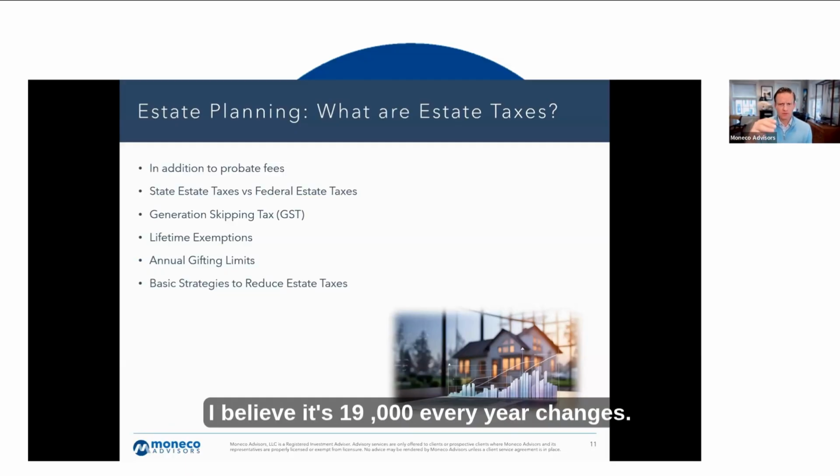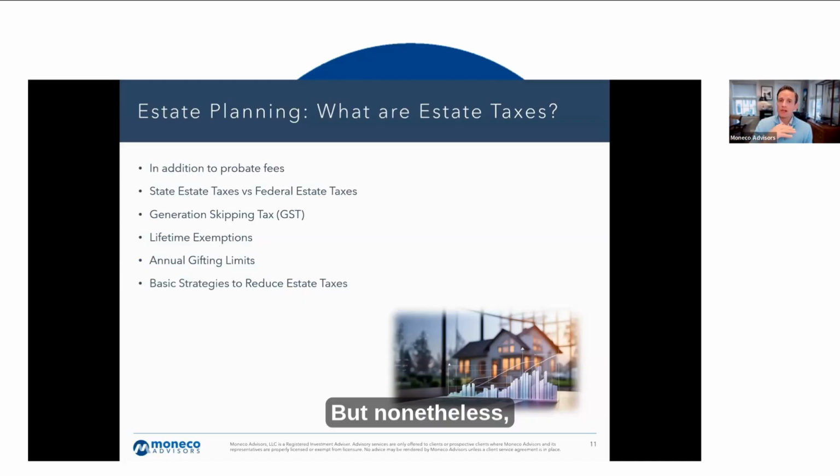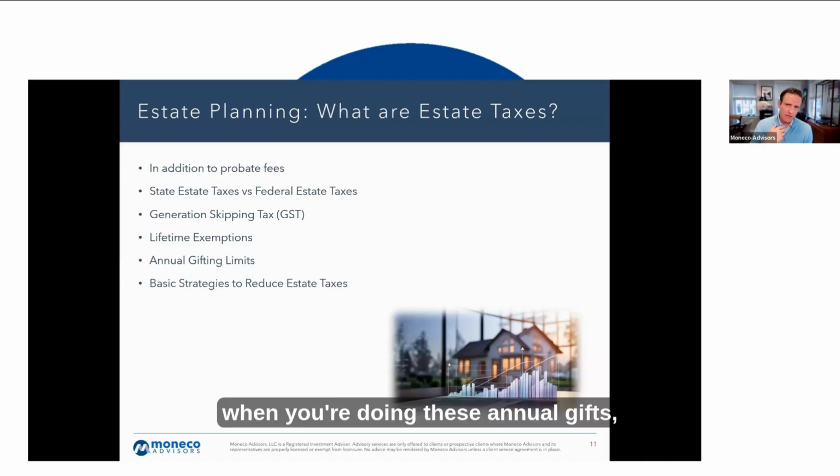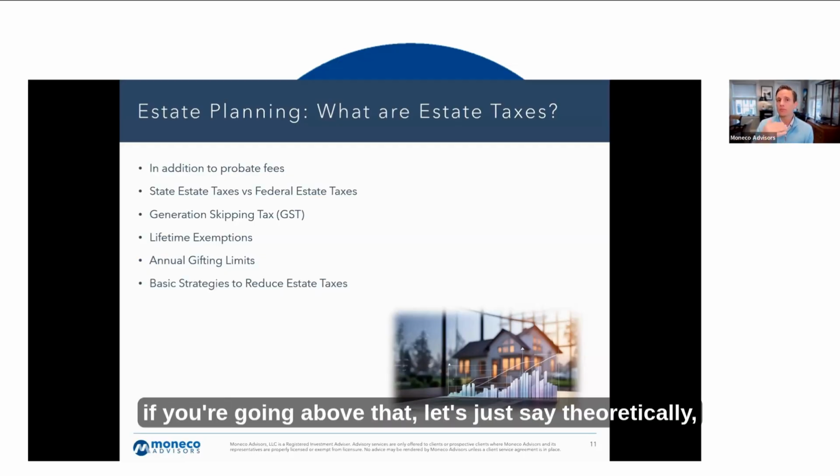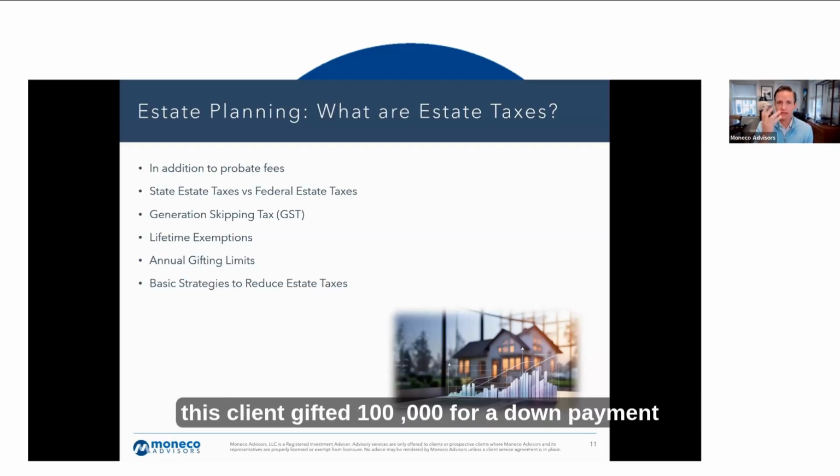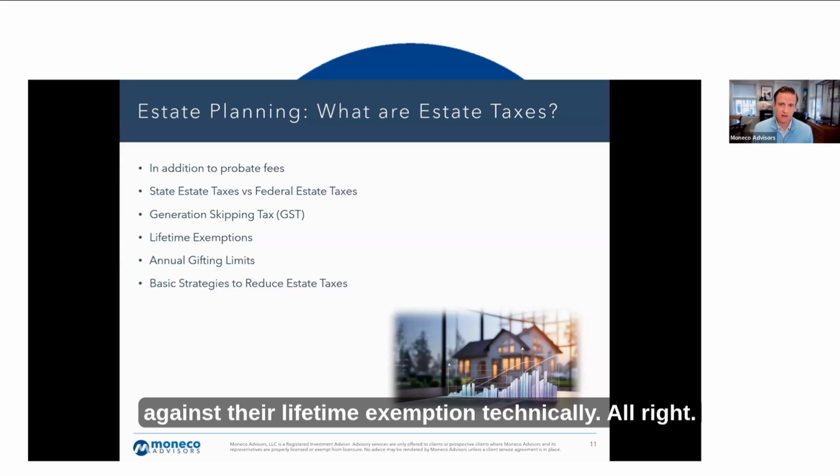Currently, I believe it's 19,000 every year. It changes, and after 20-some years in the business, I always want to double check that. But nonetheless, when you're doing these annual gifts, if you're going above that, let's just say theoretically this client gifted 100,000 for a down payment for a house. Anything above that annual gift limit would have to go on a gift tax return and go against their lifetime exemption, technically.